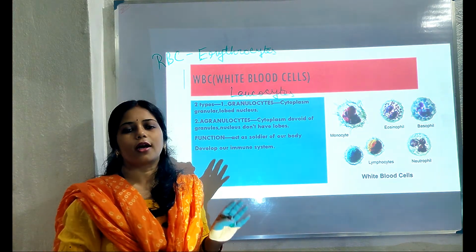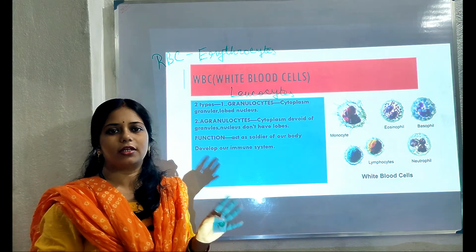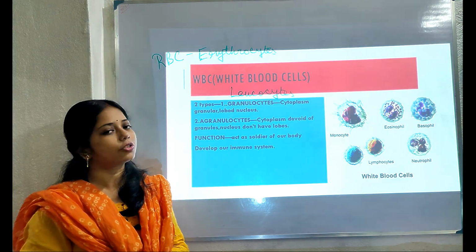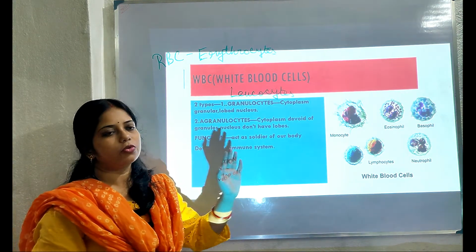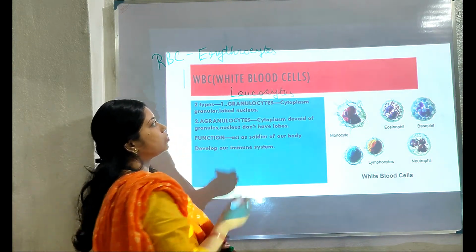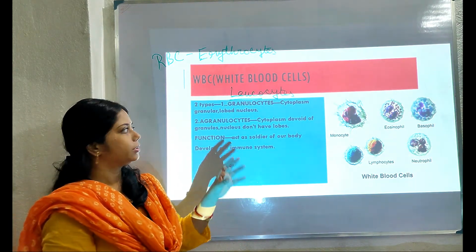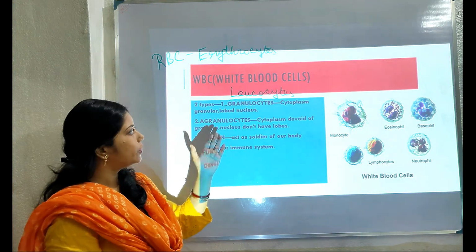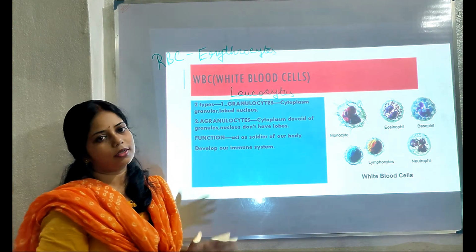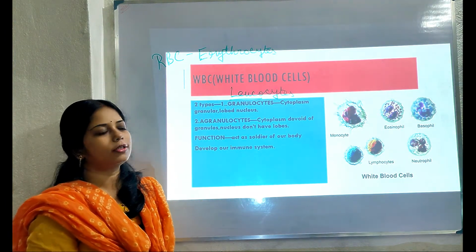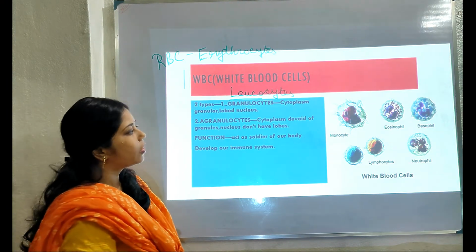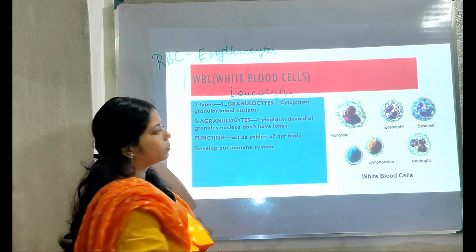Because WBCs are colorless blood cells. Colorless or white in color blood cells. That's why they are called leukocytes. The term leuko is related to colorless and cytes means cell. So the colorless blood cells are WBCs and so they are called leukocytes. Now here we have different types of blood cells.